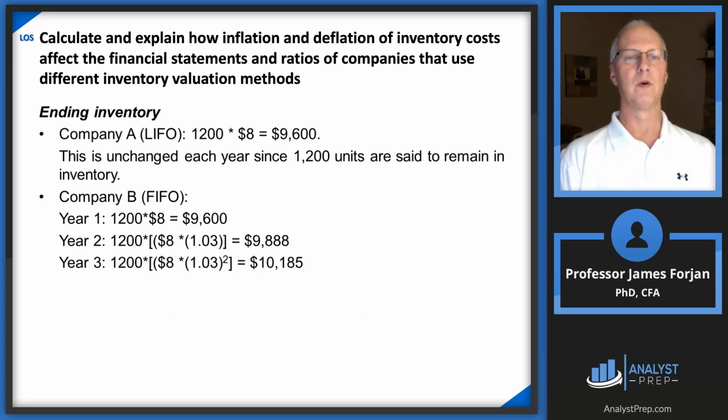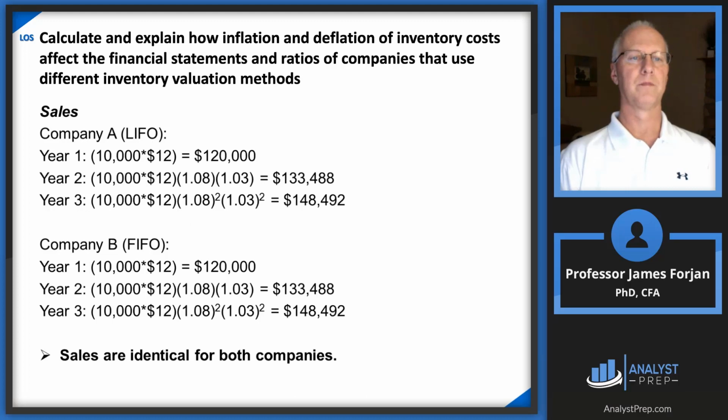And so we can go through and quickly calculate ending inventory here under LIFO. All we've got to do is take that 1,200 times the 8 because those are the original 8, so that's not going to change. But under FIFO, we need to compound this out, right? So we're compounding it out at the 3% for 1 year and then the 3% for 2 years. So that gets us 9,600 in year 1 and then 9,888 in year 2 and 10,185, which is very different from Company A, which is 9,600 for each year.